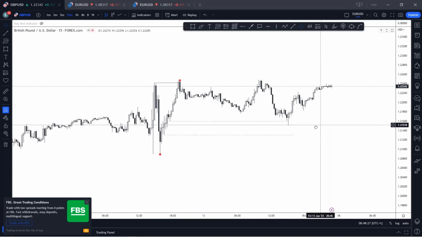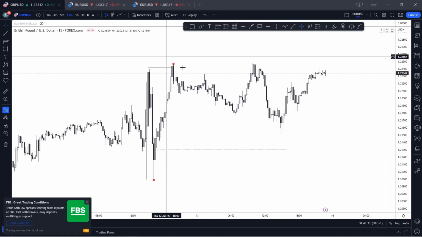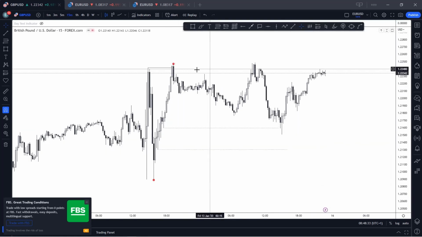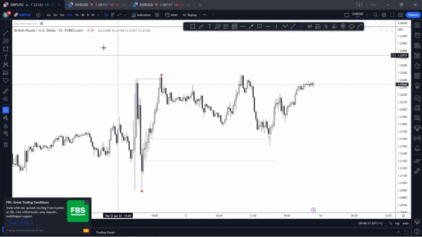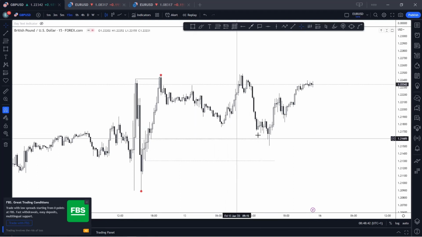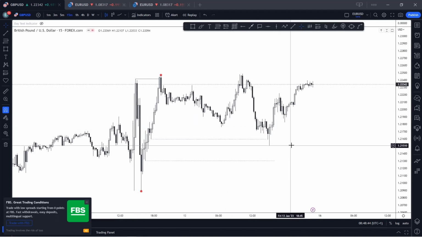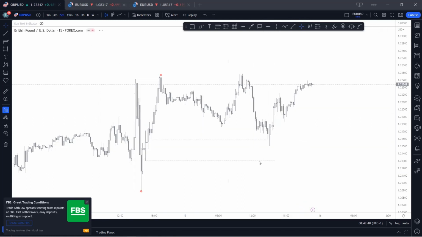And after price takes this internal liquidity, we could see price continue the bullish momentum based on what we have seen on our higher time frames of the daily and the 4 hour as well. So let's see what price did after we swept this internal liquidity. Let me drop down to the 5 minutes.